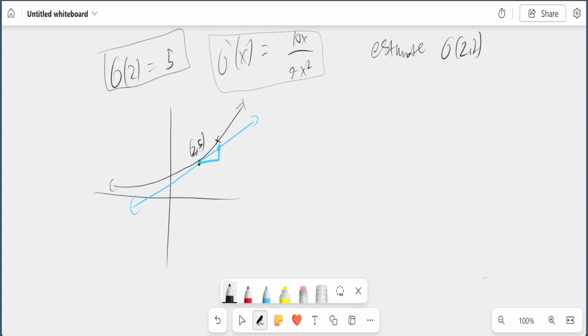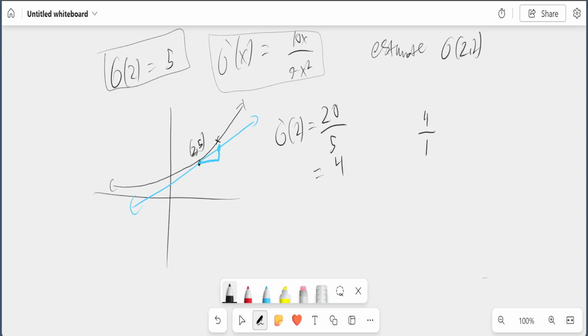So the slope at 2 is 20 over 9 minus 4, so 20 over 5, right? g prime of 2. So that's equal to 4. So that's our slope, right? And a slope is just rise over run, right? So I guess we could set it up like this, right?